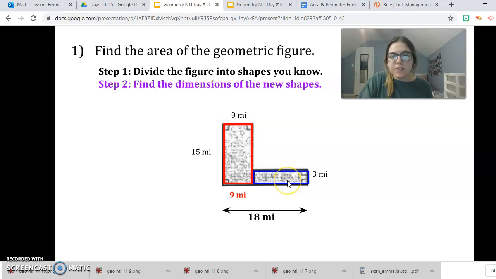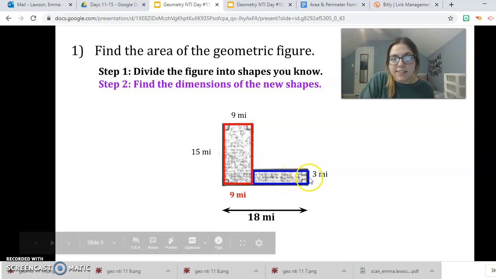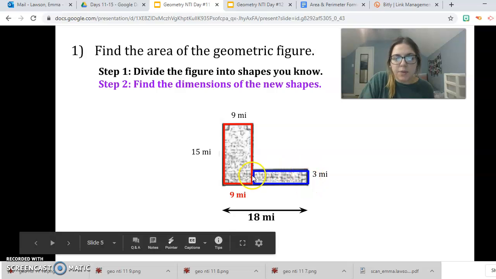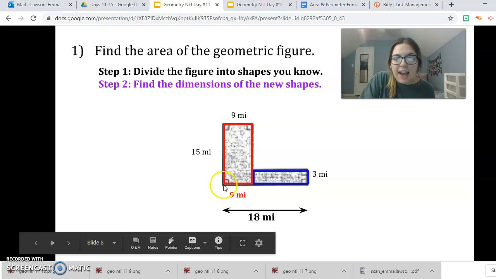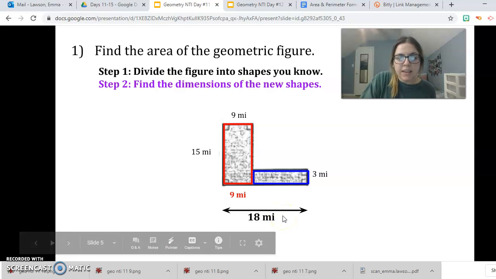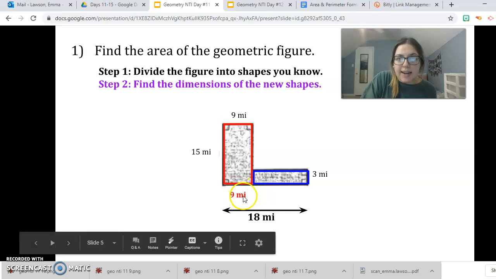And then if I go and focus on the blue one, however, all it's given me is this side is 3, and then I know that this other short side is 3. But I don't know what the base of the blue rectangle is, okay? However, what I do know, based on my original picture, is that the entire bottom here, the blue plus the red, equals 18 miles. Okay, so the whole bottom is 18. And I know that this red piece is 9.